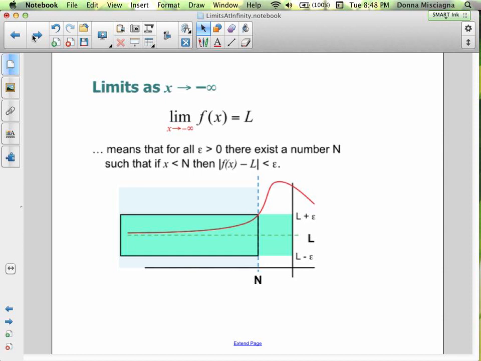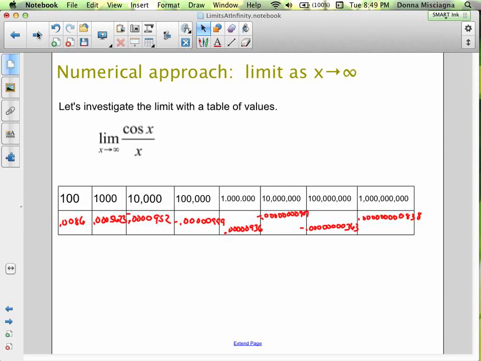And it works the same way whether x approaches infinity or x approaches negative infinity. The larger the number, depending on whether it's infinity or negative infinity, the smaller the difference between the value of the function and the limit. All right, so let's take a look at this one here. As x approaches infinity, here's a trig function. We're going to look at a numerical and a graphical approach. So let's investigate the limit with the table of values.